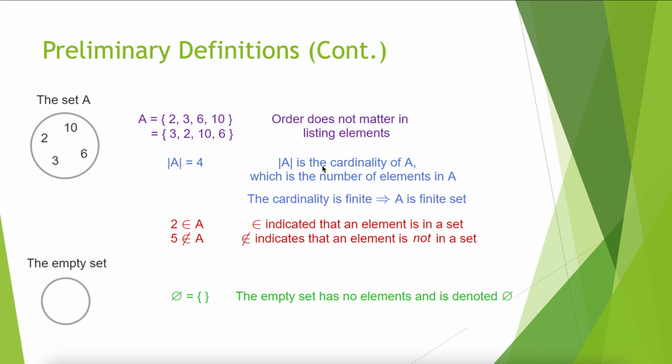Now mod of A is the cardinality of A, which is the number of elements in A. So cardinality is finite, therefore A is a finite set because there are 4 numbers here. Now this belongs to indicates that an element is in a set. That is your symbol for belongs to, and that is does not belong to. So it defines whether something is a part of a set or not a part of a set. And now empty set or null set, those are what your empty sets or null sets look like.